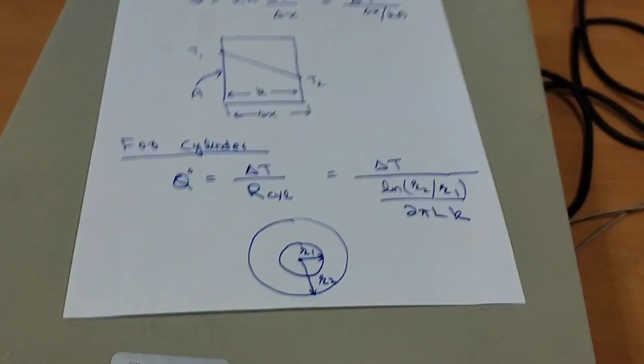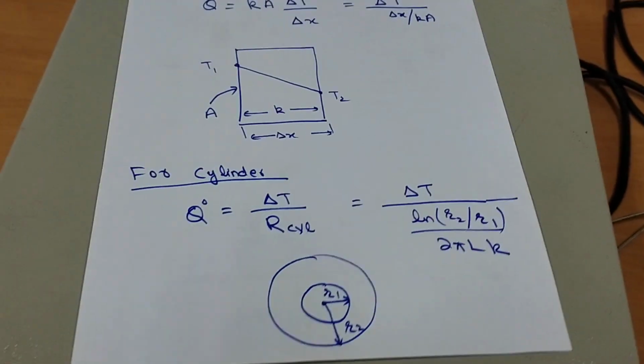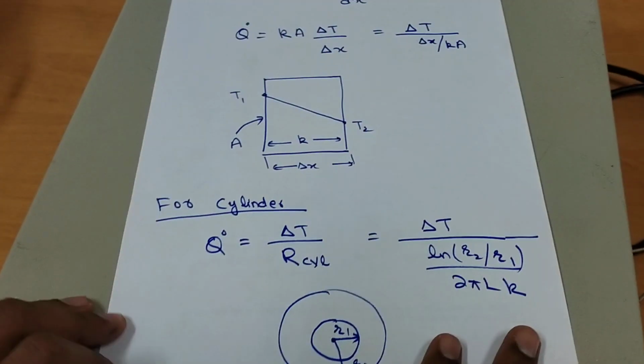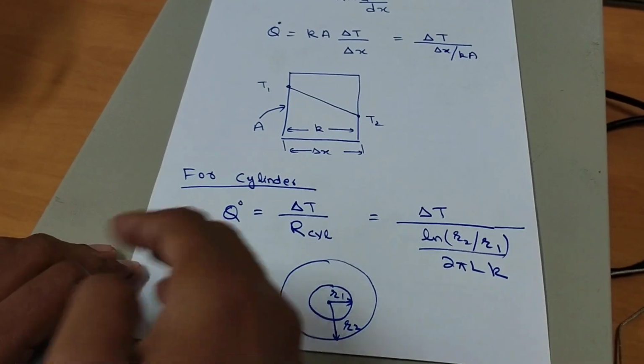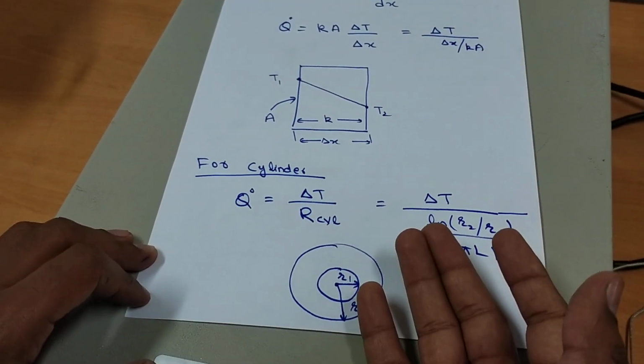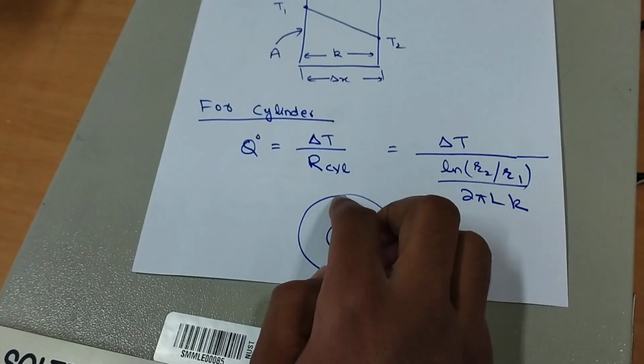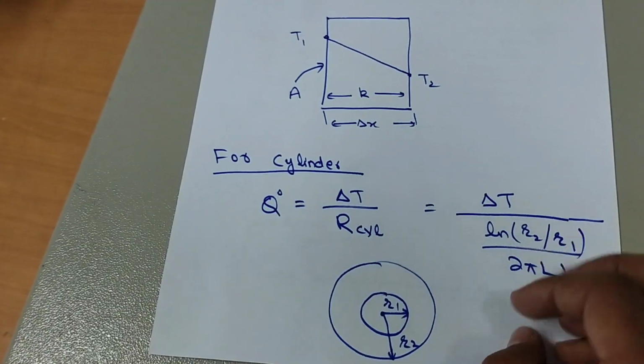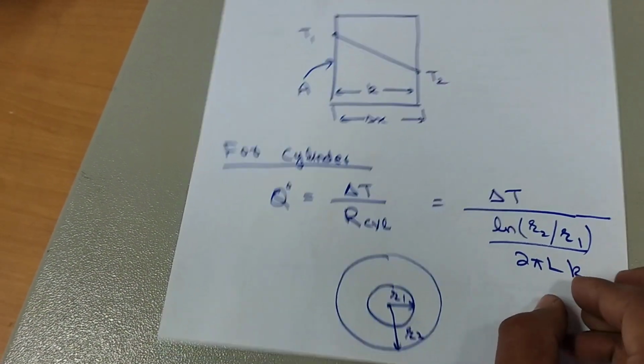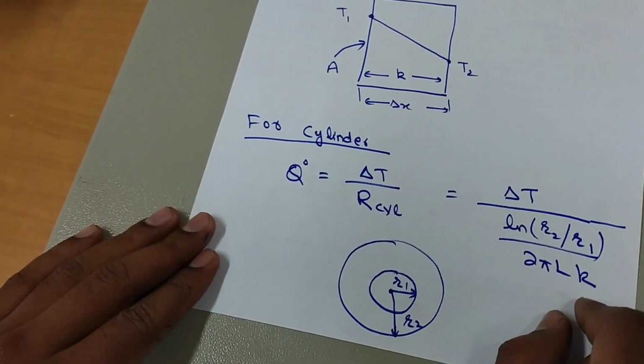You see, this is a formula for the cylindrical heat conduction. You have studied in your theory that heat conduction Q dot for the steady heat transfer is basically delta T divided by the resistance. And delta T is the temperature difference. Log natural R2 by R1, 2 pi L K. So L is the length, K is the thermal conductivity.